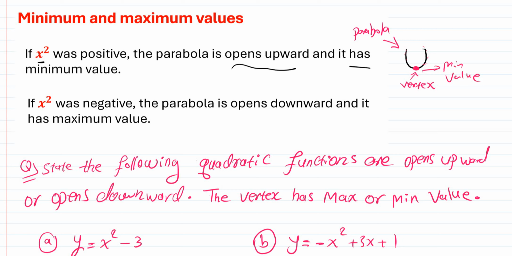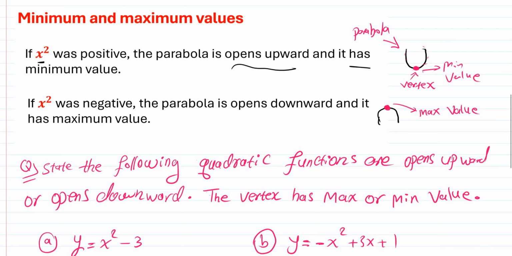But when x squared is negative, the graph is going to open downward like this. The U is reflected, and this is the head of the U shape. And this head, students, is going to be the max value. All right, this is going to be the max value.